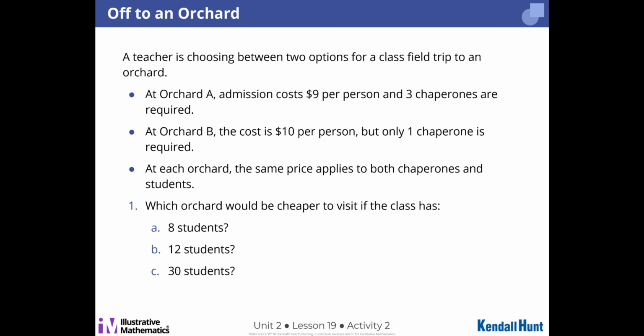So first, let's write our inequalities or equations. So this will be 9(n + 3), where n equals the number of students.